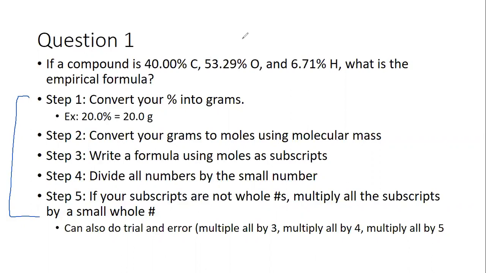So hopefully we were all able to do step 1. 40% carbon is 40 grams, 40.00 grams. Oxygen is 53.29 grams. Not carbon, oxygen. Hydrogen, 6.71 grams.